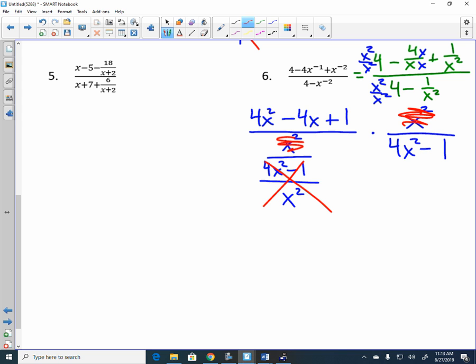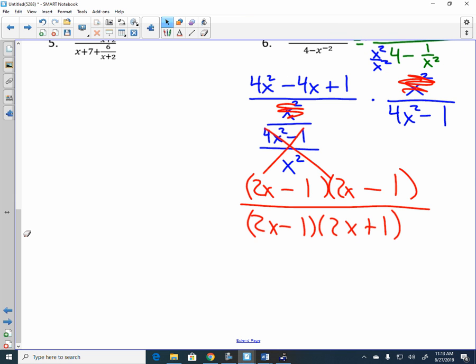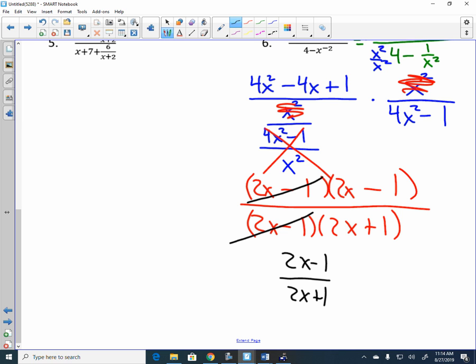Wouldn't it be nice if 4x squared minus 4x plus 1 factored? It does? Well, I've got 2x and 2x, minus 1, minus 1. And then Shelby is correct. She was factoring the bottom. 2x minus 1 and 2x plus 1. And sure enough, the 2x minus 1's cancel, leaving me with 2x minus 1 over 2x plus 1. And then we all know these are gone, and negative 1 over 1 is negative 1.